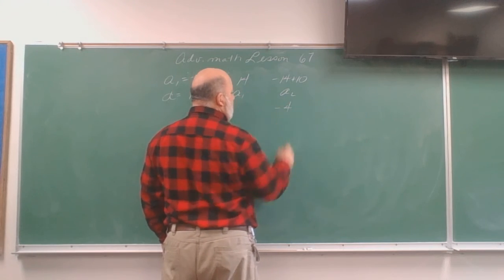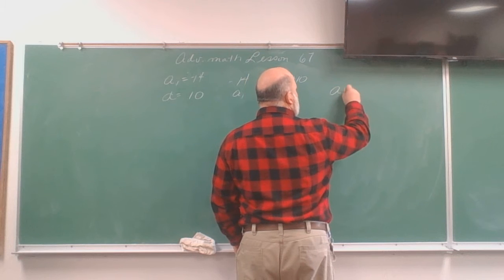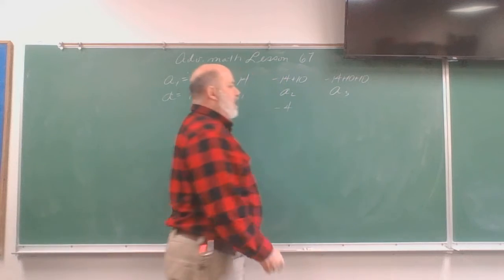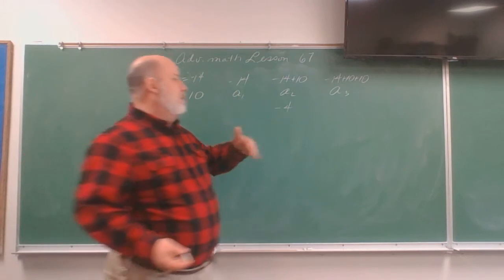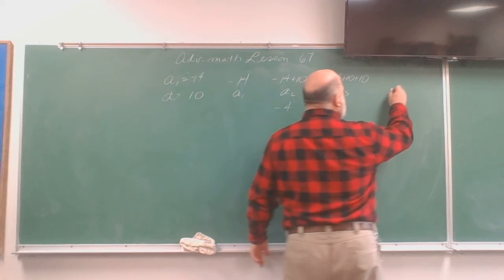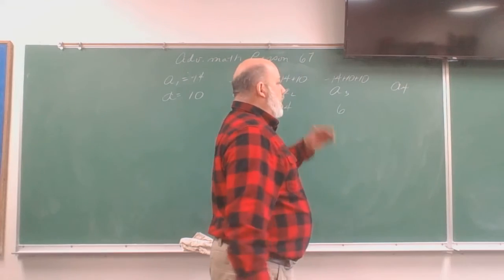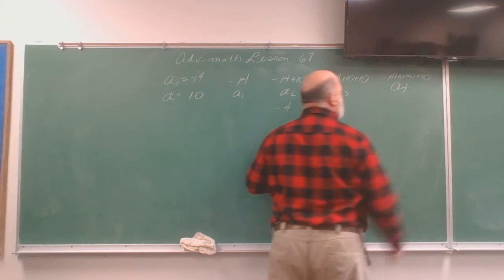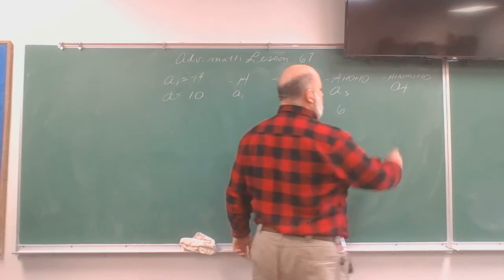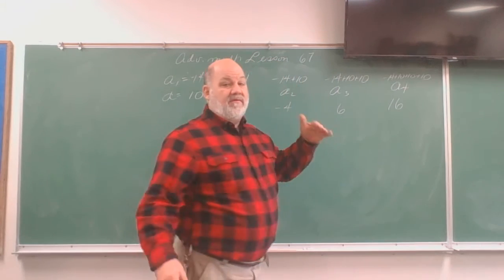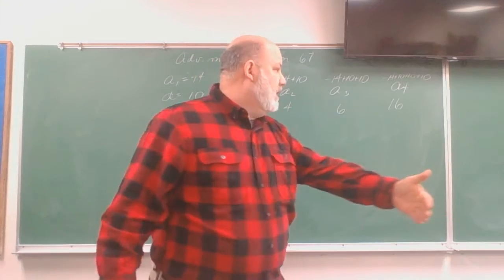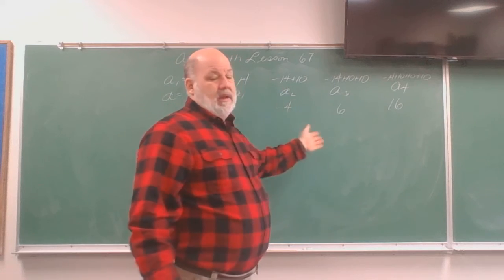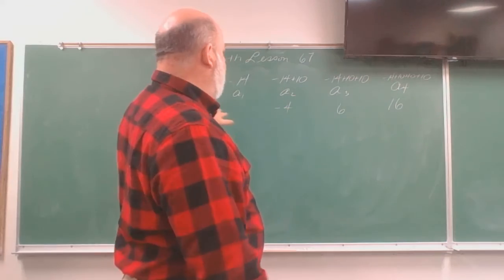That's negative 4. My third term is my first term plus my difference again. Negative 14 plus 10 plus 10. That gives me 6. My fourth term, again, is my first term, plus 10 plus 10 plus 10 again, which will give me 16. They could have asked for the fifth term. We would just simply add 10 again, get 26, and keep going and going. But they've only asked for the first 4 terms.